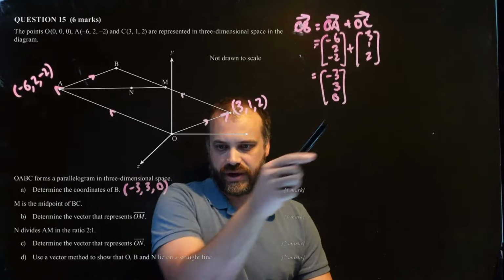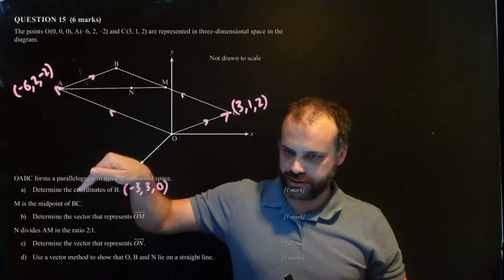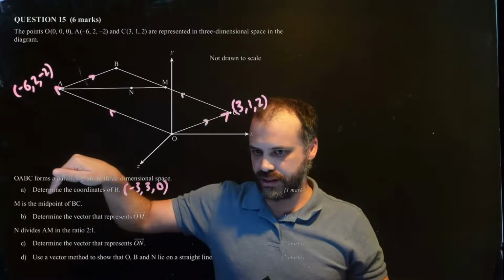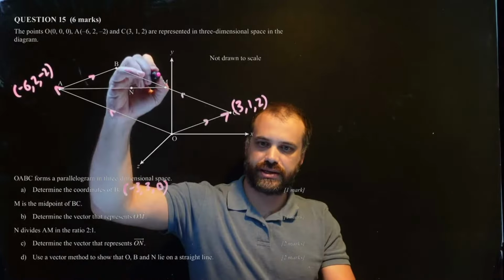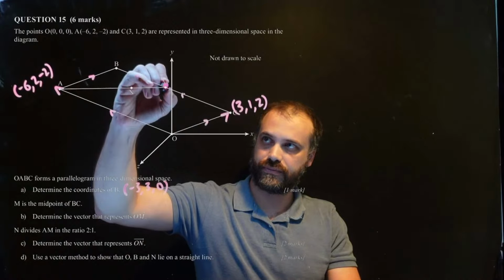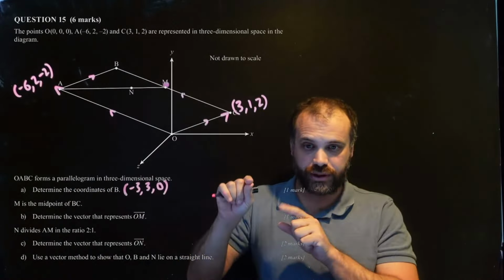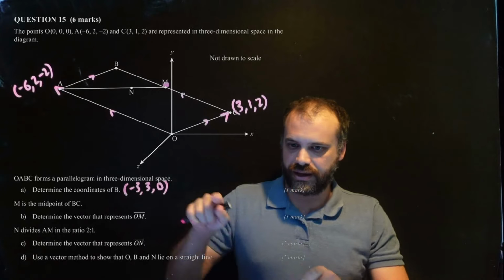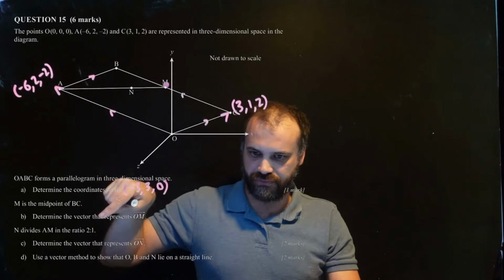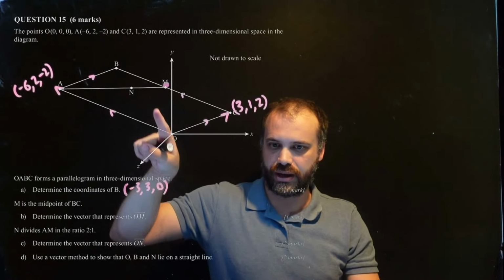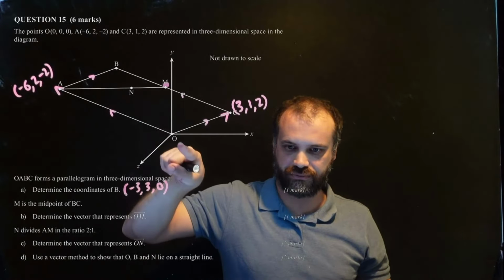I'm going to move this stuff out of the way because I've got some more stuff to do. Okay, so part B, we're starting here. M is the midpoint of BC. So there's M right there, and it's the midpoint of B and C. And they're asking me to determine the vector that represents OM. All right, so I'm coming up with that vector right there.